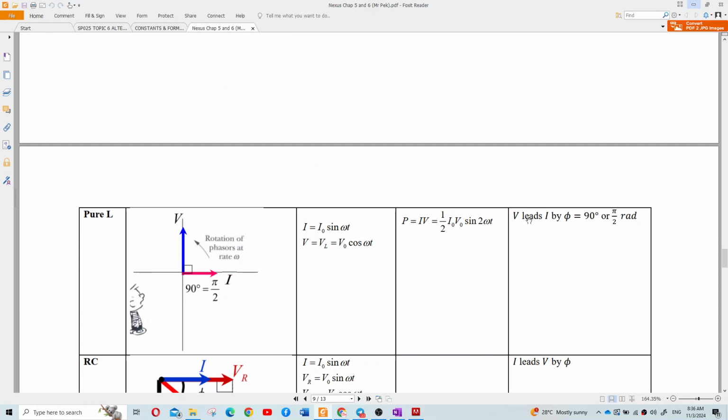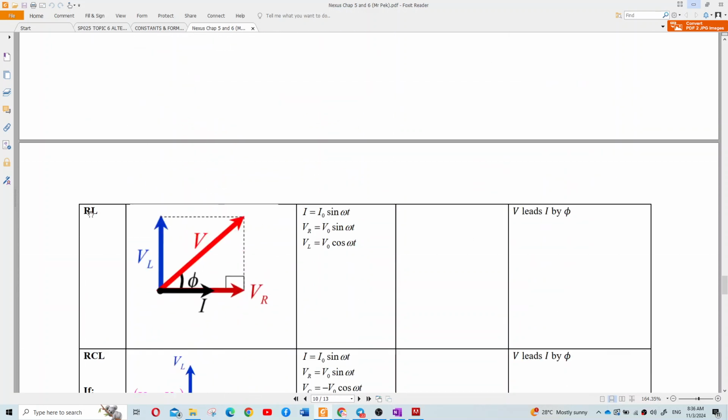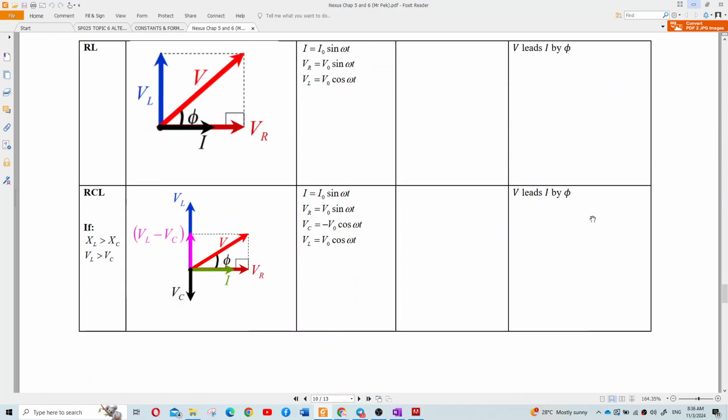Voltage leading, you see that? Voltage leading. If it is only a pure inductor, it is 90 degrees. But if it is not pure, like RL, it is still voltage leading current, but phi is less than 90 degrees. Less than 90 degrees. But for RCL, VL is longer than VC. VL is longer than VC.